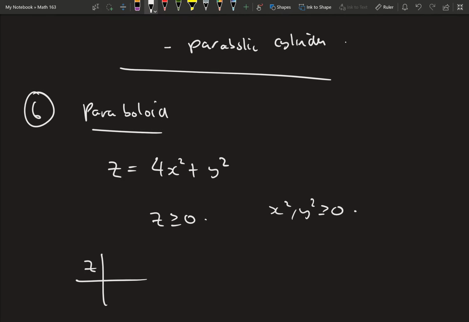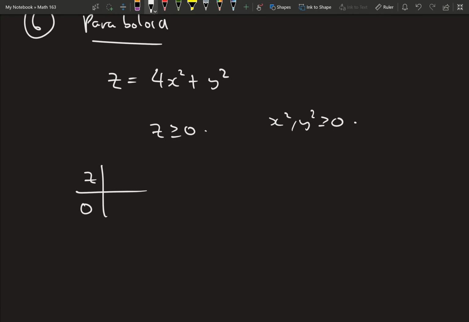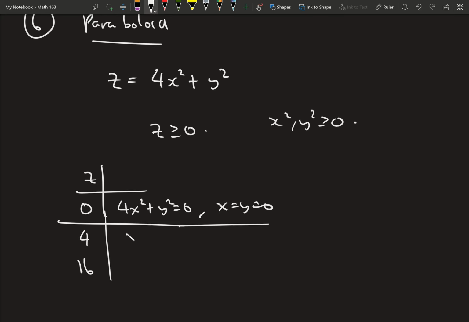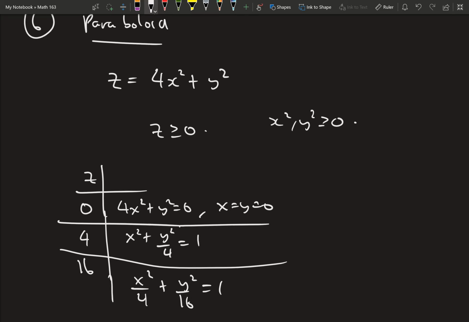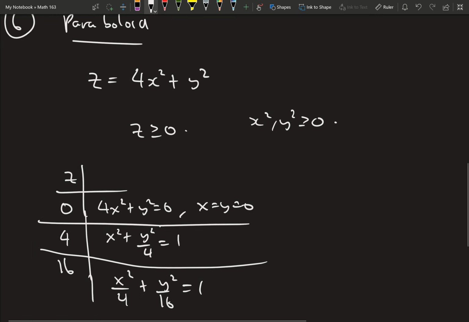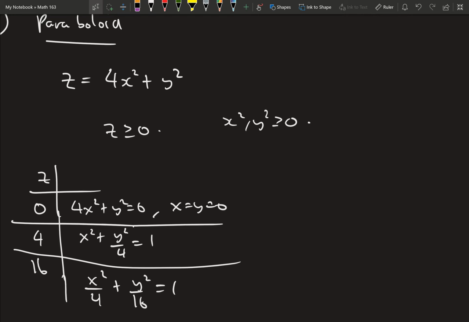So let's fix some z values, see what happens. Let's plug in, say, 0, not plus and minus, but just plus 4, 4 and let's say 16. So here we get 4x squared plus y squared equals 0, so x and y must be 0. Here we get x squared plus y squared over 4 is equal to 1. And here we get x squared over 4 plus y squared over 16 is equal to 1. So we have elliptical cross sections here, and we'll see why it's called a paraboloid in a second.